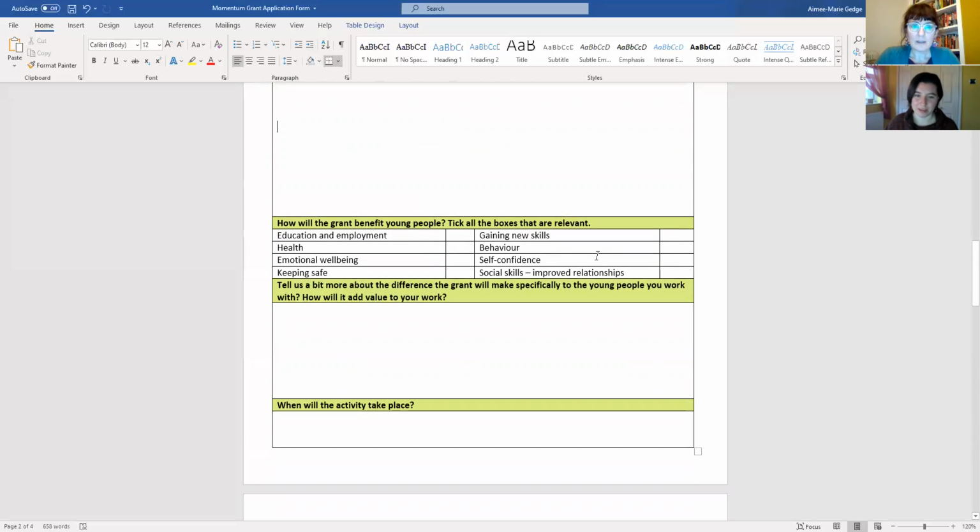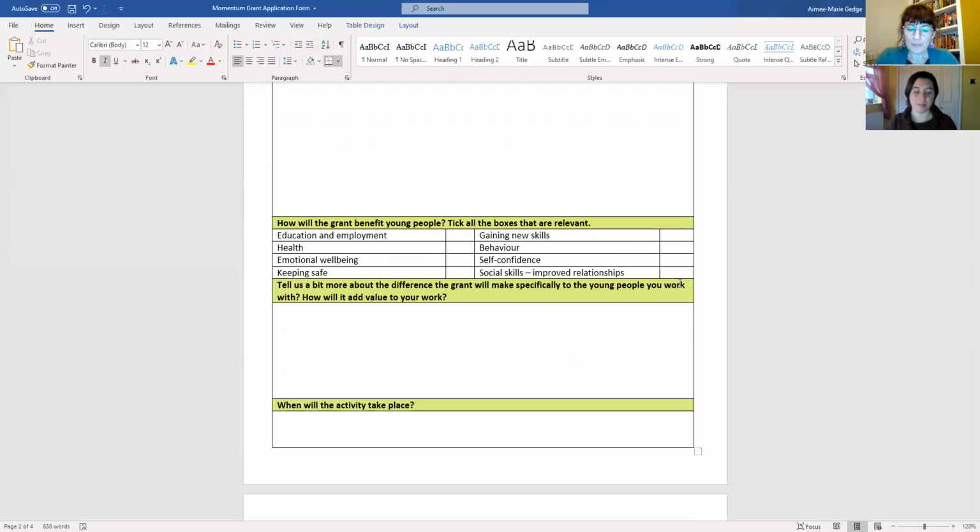What about these tick boxes here then? Yes, so tick all the boxes that are relevant. Don't worry if you can't tick all of them, but maybe you might have to think a bit outside the box to think about how something like a beanbag would help with something like self-confidence. So it's really thinking about the impact that this bit of equipment or this activity will have. This is a good opportunity to talk to the young people you work with, to really get to the bottom of the difference that the piece of equipment or the activity will make.